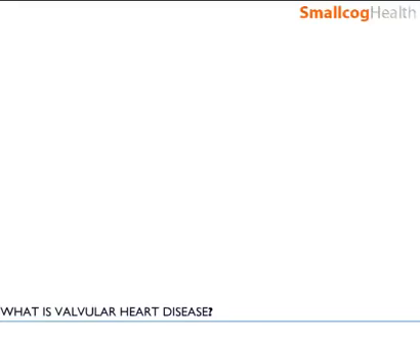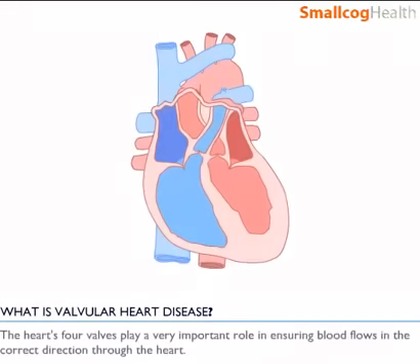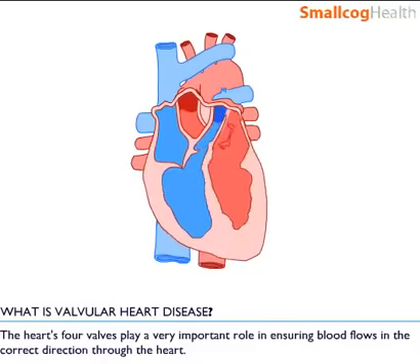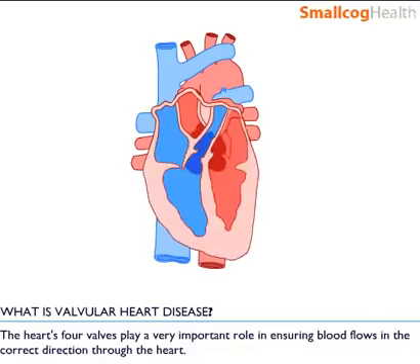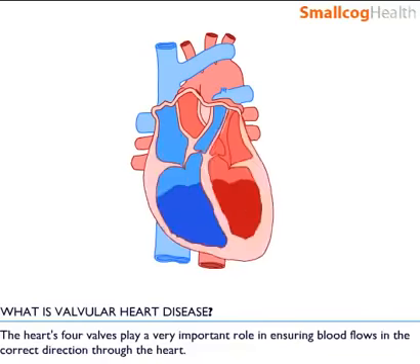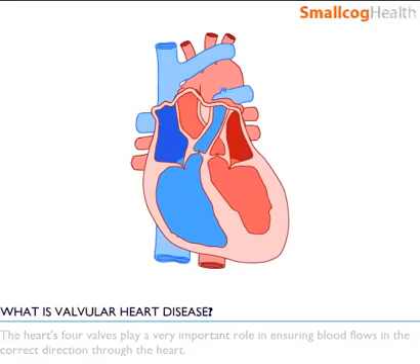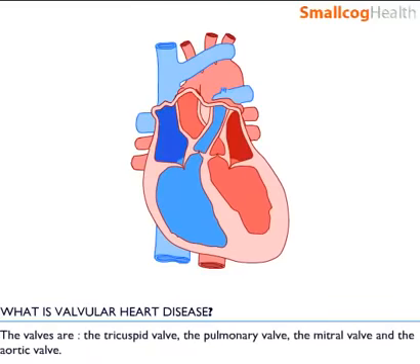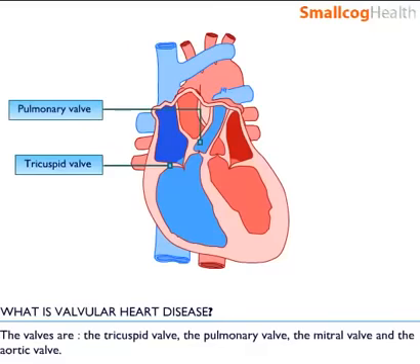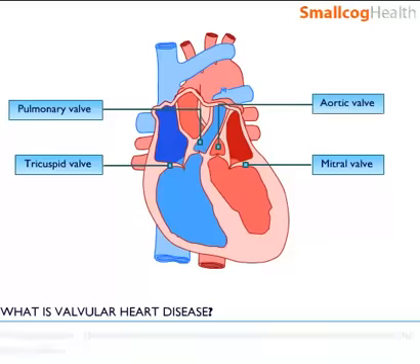What is valvular heart disease? The heart's 4 valves play a very important role in ensuring blood flows in the correct direction through the heart. The valves are the tricuspid valve, the pulmonary valve, the mitral valve, and the aortic valve.